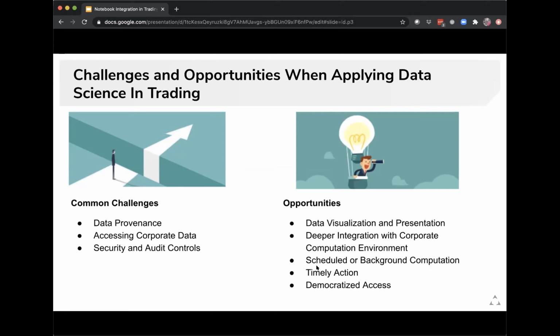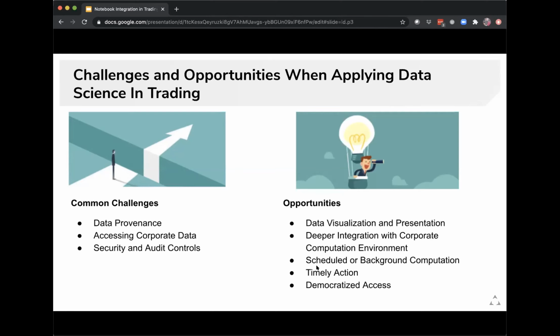Scheduled and background computations. I know we like to have instantly available machine learning routines, but sometimes these things take a little bit of time. I'd rather not stare at my notebook while it computes things. And then timely action. You know, I'd like to be able to benefit quicker. Lynn already talked about this, but how does that actually work? How do I actually consume and productionalize the output of my data scientists in a way that does not take many cycles, days, or hours?